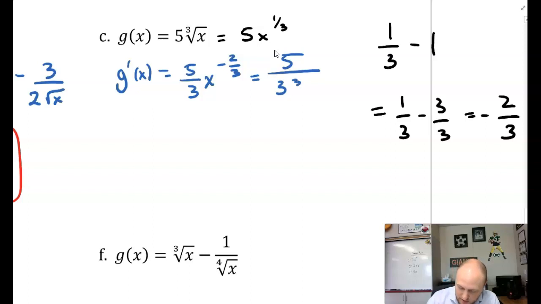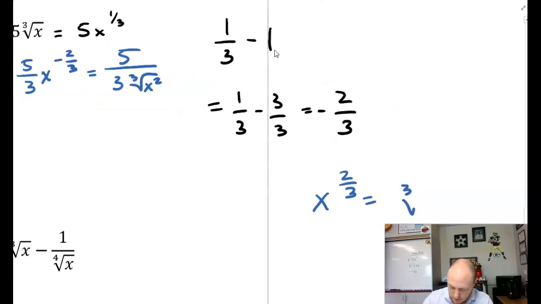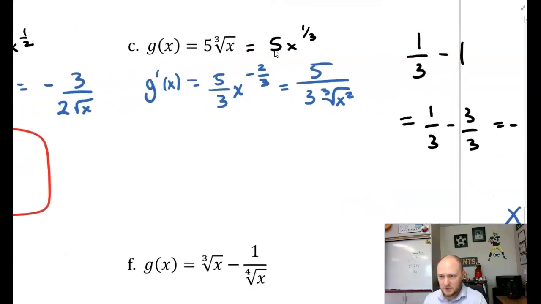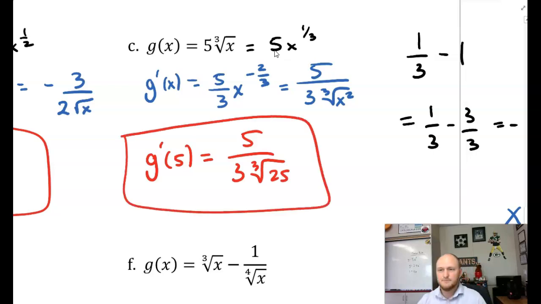So again, this is a cubic root, and my numerator power is 2, right? And I just want to make sure that this is clear. X to the power of 2/3. The denominator is your root. The numerator is your power. Okay? So that's how we get g prime. Okay, now I'm going to compute and plug in 5. So we get 5 divided by 3 over the cubic root of 5 squared, which is 25. Done.